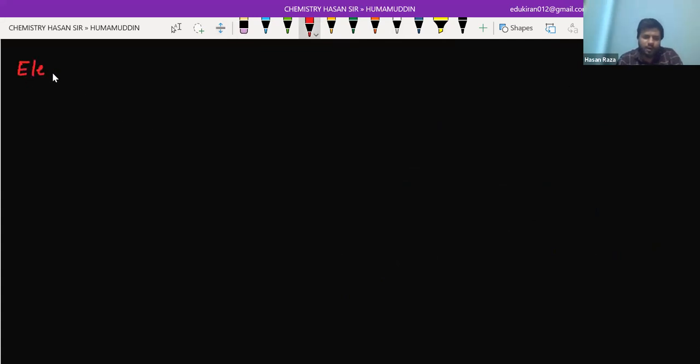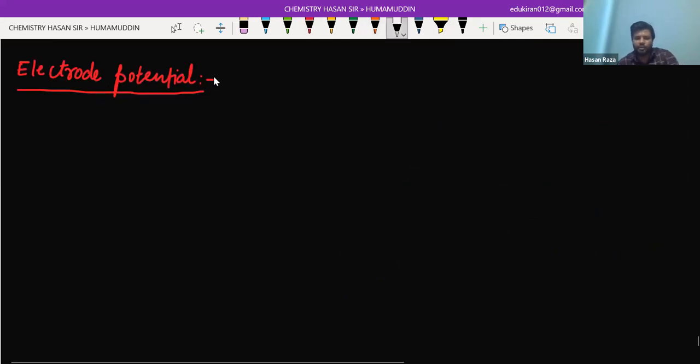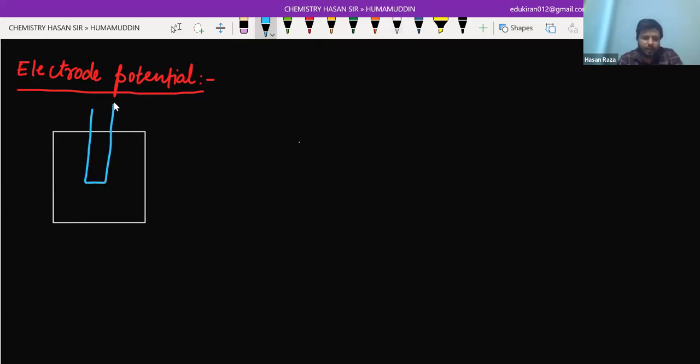Okay. Moving to the next topic, that is your electrode potential. Potential you already know from class 10th, and this is also electrode potential. You can see what is the scenario here. It's very simple. There is a container in which you have an electrode which is made up of metal. Metal rod it is. Now there are two possibilities. On the left hand side, oxidation took place. On the right hand side, reduction takes place. Either oxidation will happen or reduction will happen. So I'm going to take it as oxidation took place.